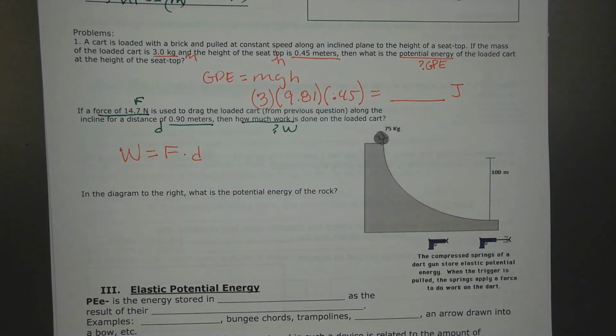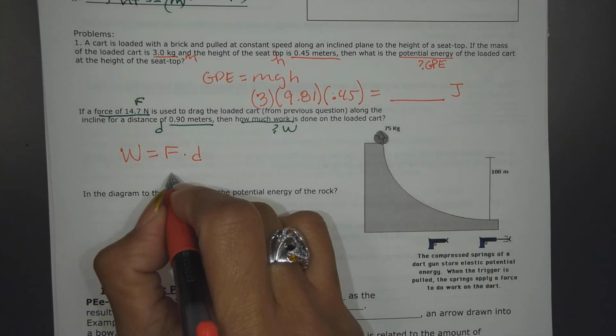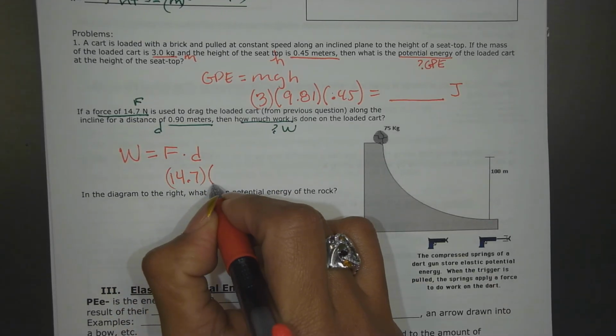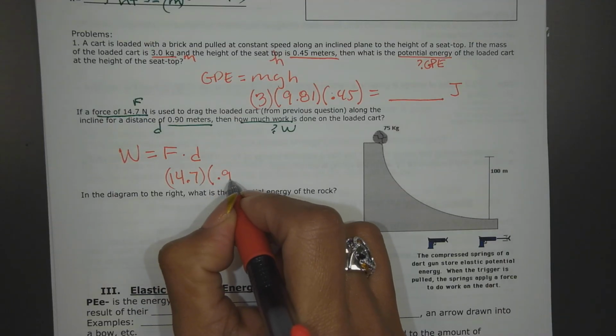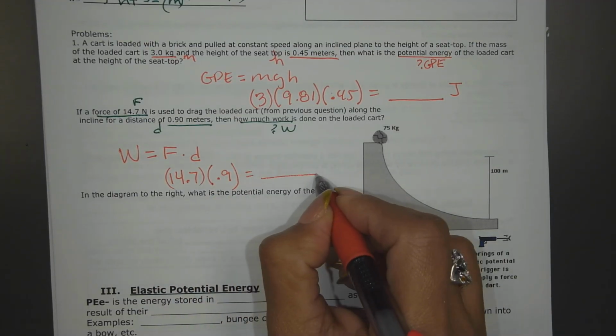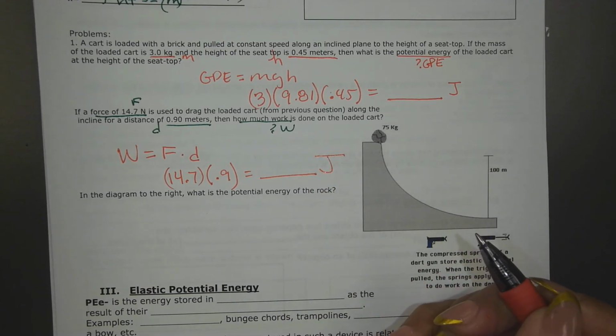But if they did not give me the force, remember, and they gave me the mass, I would then get that mass and multiply it by 9.81 to get the force. But for this situation, it was given to me: 14.7 multiplied by the distance of 0.9 meters. I would get blank joules.